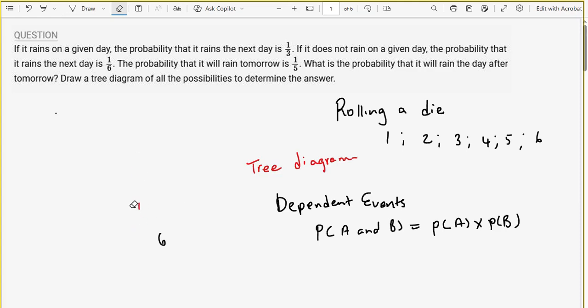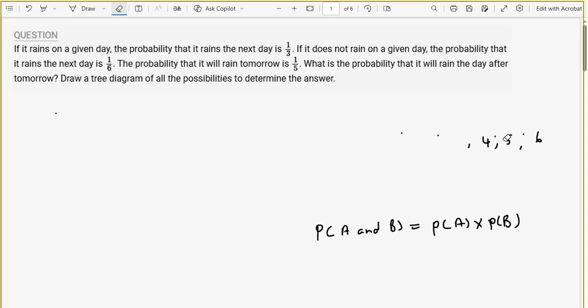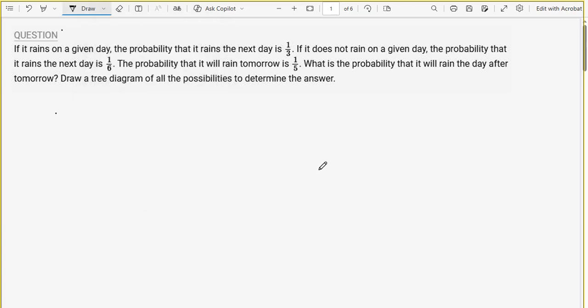Okay, read the statement. If it rains on a given day, the probability that it rains the next day is 1 over 3. If it does not rain on a given day, the probability that it rains the next day is 1 out of 6. The probability that it will rain tomorrow is 1 out of 5. What is the probability that it will rain the day after tomorrow? Draw a tree diagram of all the possibilities to determine the answer.